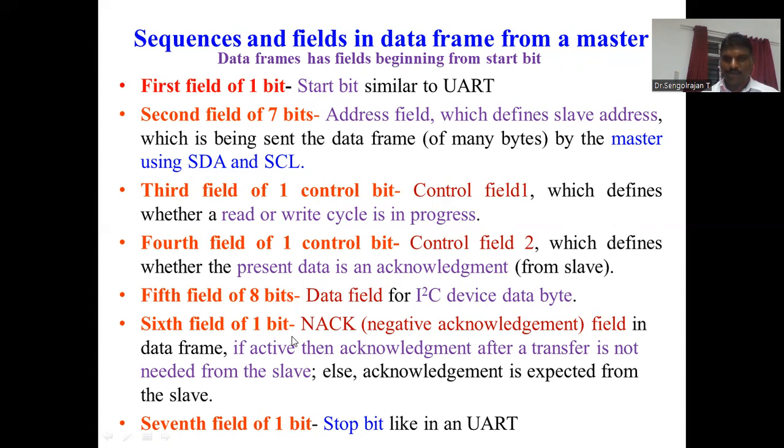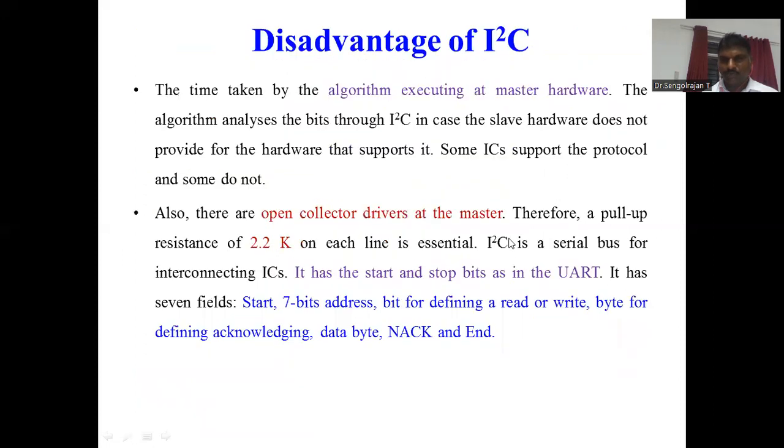And the sixth field of 1 bit is the NACK, the negative acknowledgement field, in which, in the data frame, if it is active, a transfer is not needed from this level, else acknowledgement is expected from this level. Then the seventh field of one bit is the stop bit. The 8-bit sequence is similar to the universal asynchronous receiver transmitter.